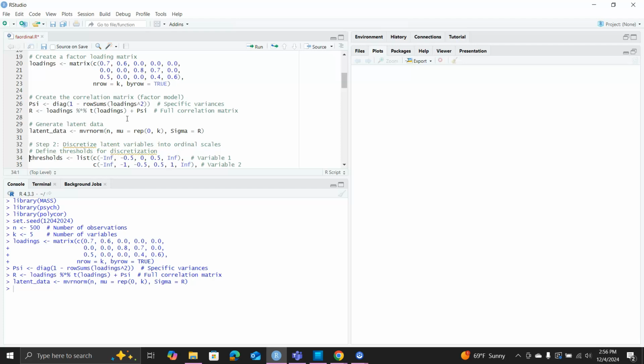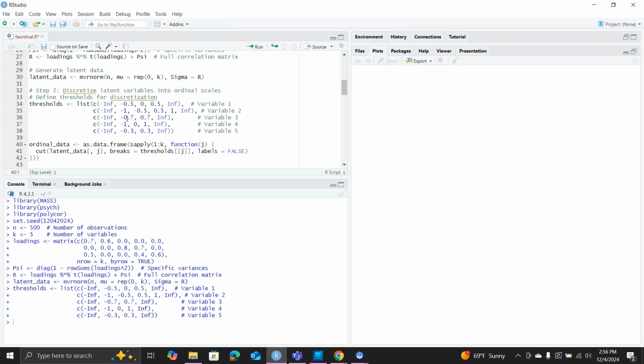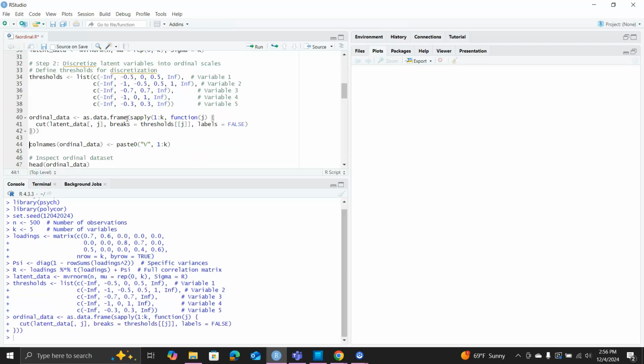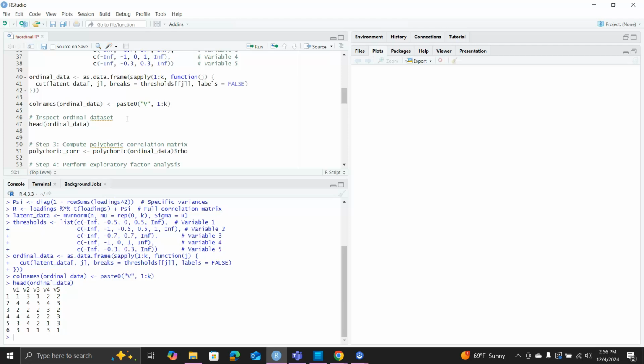So let's specify thresholds for the 5 variables, and then we cut the original latent continuous variables at these thresholds to get ordinal data, put them together, and name them V1, V2, V3, V4, and V5. This is what the first few rows look like. And now we go to factor analysis.